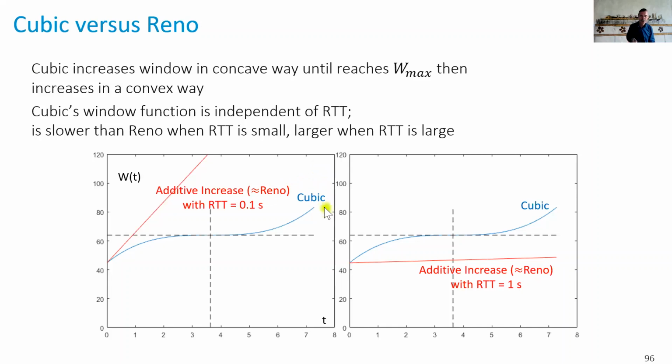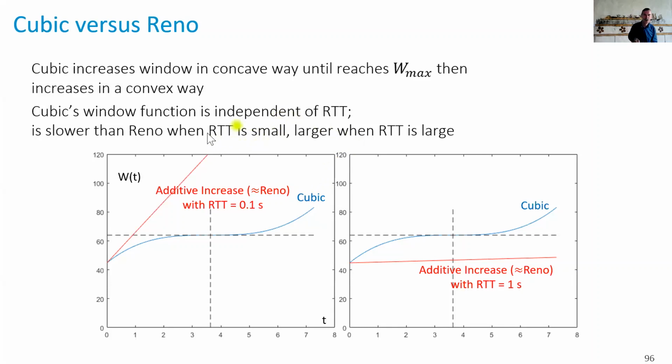Now there's a catch here. The function I gave before was with an RTT of 100 milliseconds. If we change the RTT, if we make it smaller or larger, then we have a radically different thing here. So Cubic increases the window in a concave way here. This is a concave curve, so something that is increasing less than linearly until it reaches W max, then it increases in a convex way, very fast here.